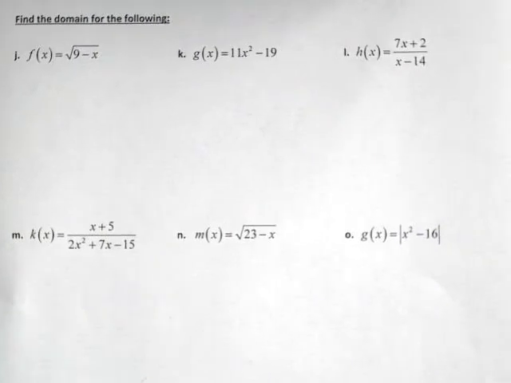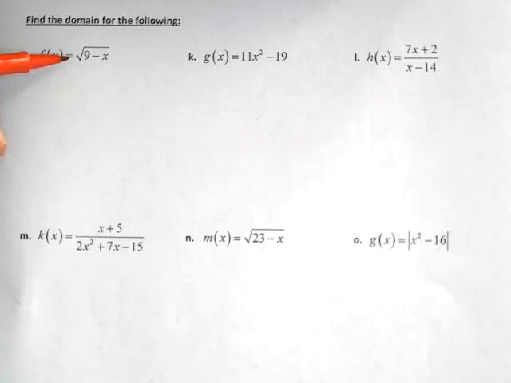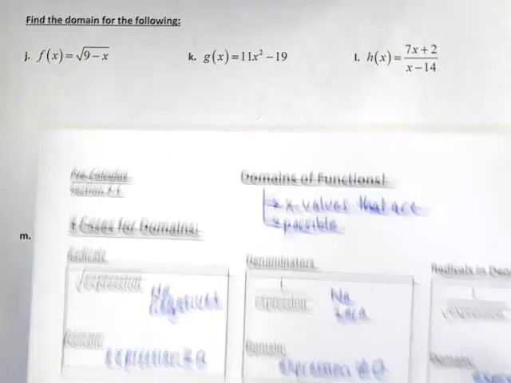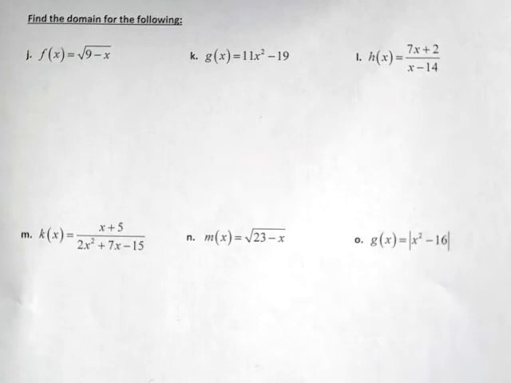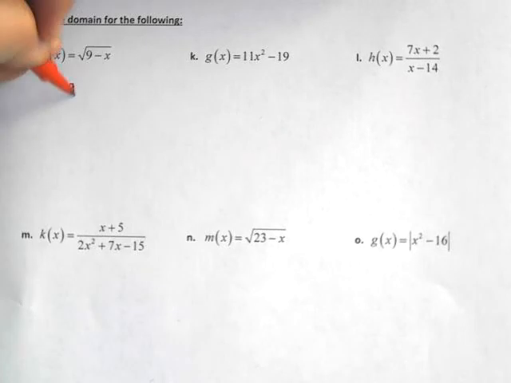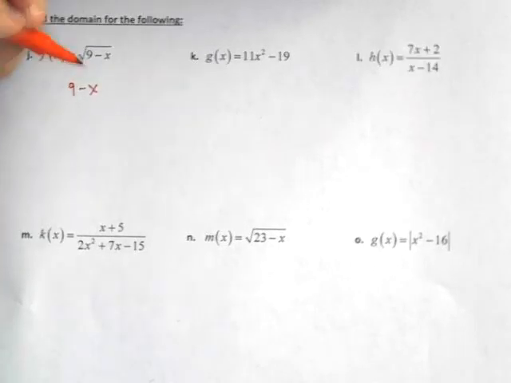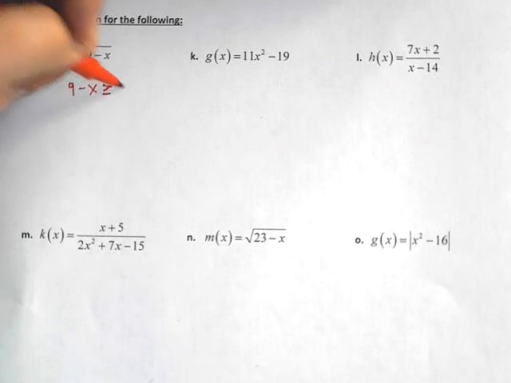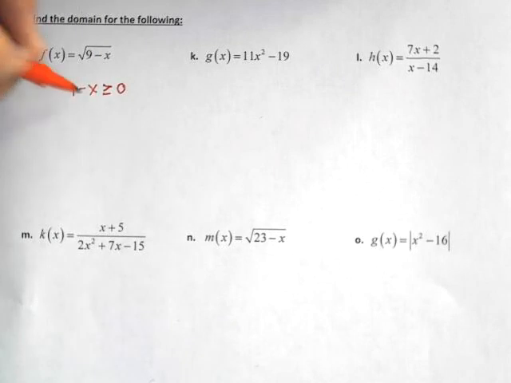All right. Let's see here. Let's go to red. All right. So we have a radical, which means we're in the first box situation. So I take my expression, 9 minus x, and I say that it has to be greater than or equal to 0. Well, I can just move this over.